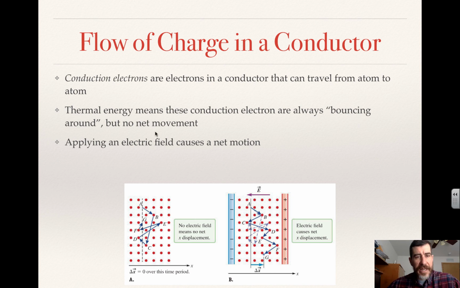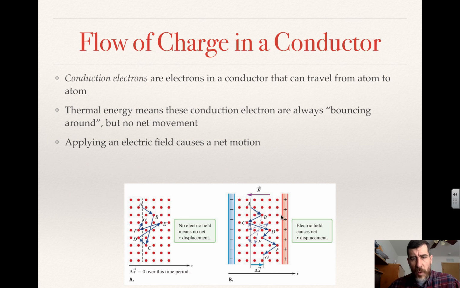However, if you apply an electric field, that will actually cause a net motion. So for example, on the picture on the left here, we've got an electron that's just bouncing back and forth between a whole bunch of different atoms, but the average position actually doesn't change in time. It's just randomly moving about. Now for the one on the right, we've got an electric field pointing to the left. So this is an electron, so it's negatively charged. So it's still bouncing around, but you wind up with a net movement to the right, since the electric field is to the left and our electron is negatively charged.